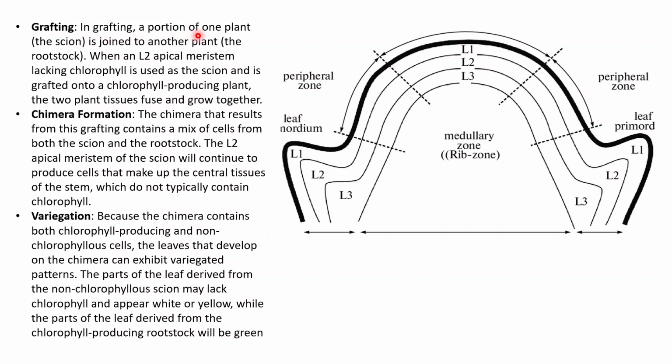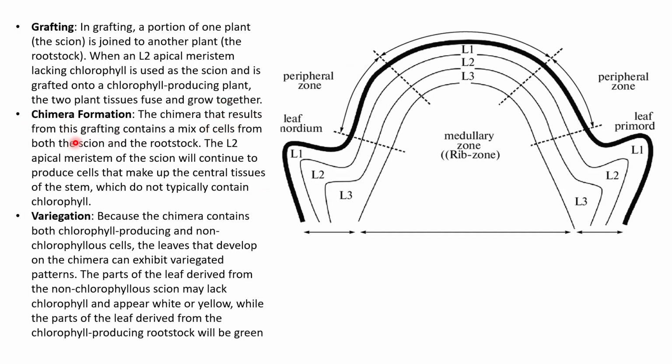In grafting, a portion of one plant, the scion, is joined to another plant, the rootstock. So what we do, when an L2 apical meristem lacking chlorophyll is used as a scion and is grafted onto a chlorophyll producing plant, the two plant tissues fuse and grow together. So once we graft the L2 lacking chlorophyll onto the plant which is having chlorophyll, they will both fuse and grow together and they will form what is known as a chimera.